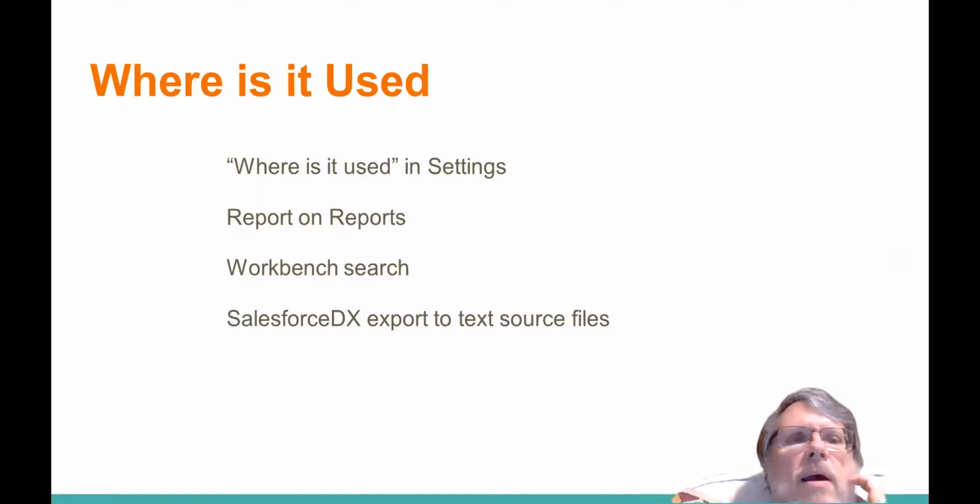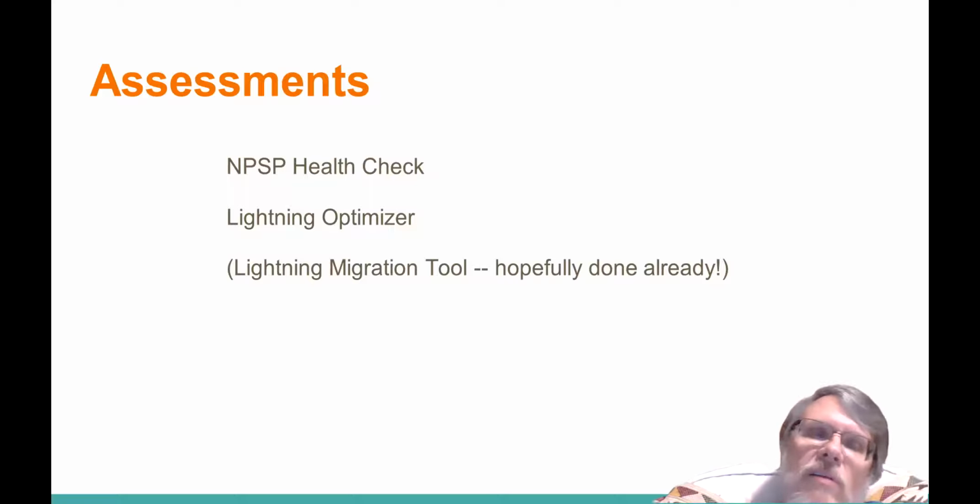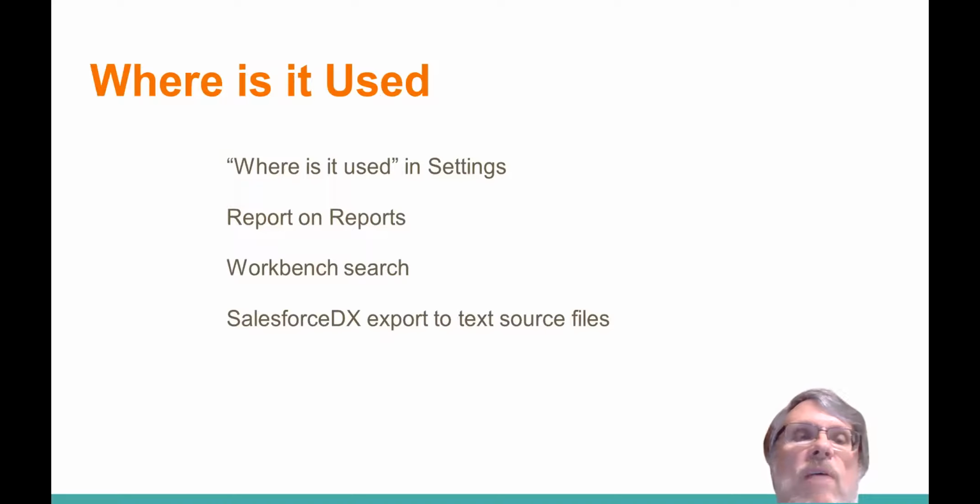We have covered assessments like NPSP Health Check, Lightning Optimizer. If you haven't used the migration tool to move to Lightning, it's time. We've covered where is it used in settings. We talked about reported reports, and unless I'm mistaken, I think you can do reported dashboards as well. Sometimes you need to know where something's used beyond what they show you in the fields. And this is where Workbench can come in handy.